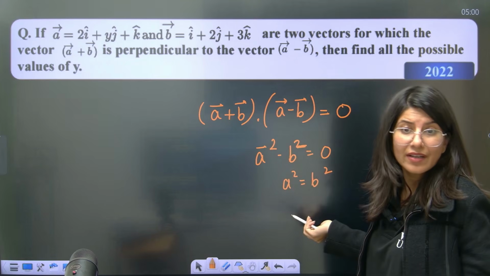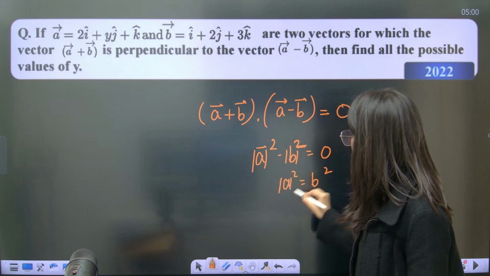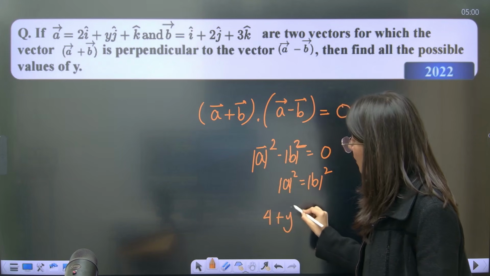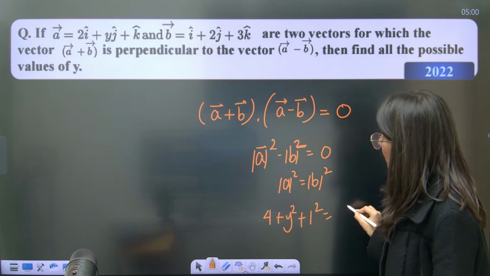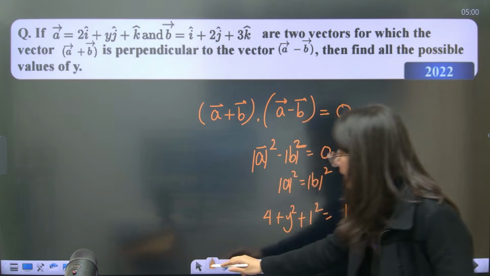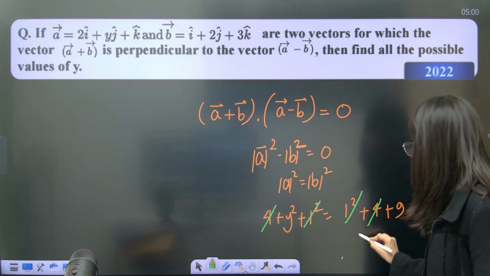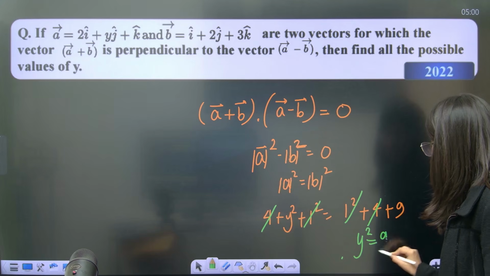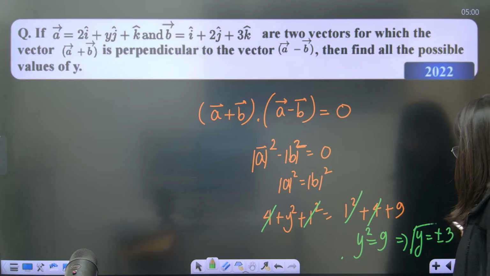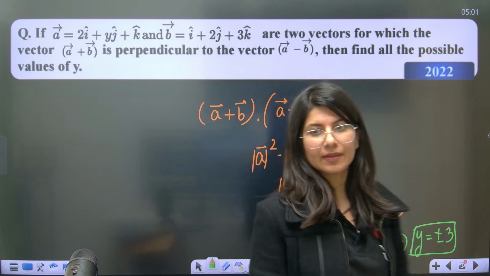So just do it right away. Magnitude of a square, tell me. So this is magnitude only. So this is 2 square 4 plus y square plus 1 square is equal to 1 square plus 2 square 4 plus 9. So clearly from here 1 and 4 is gone. Y square is equal to 9. This implies y is going to be plus minus 3. Okay. Y is going to be plus minus 3.